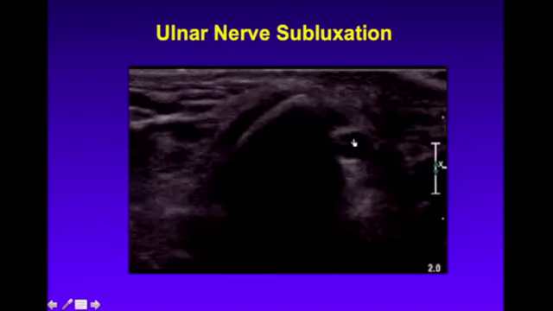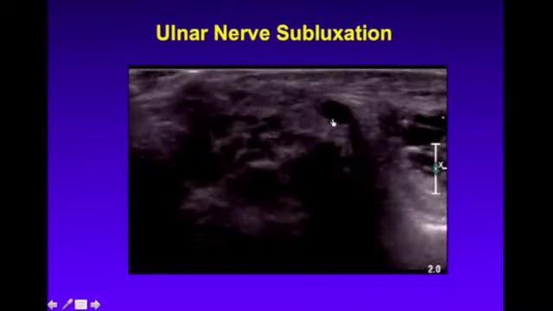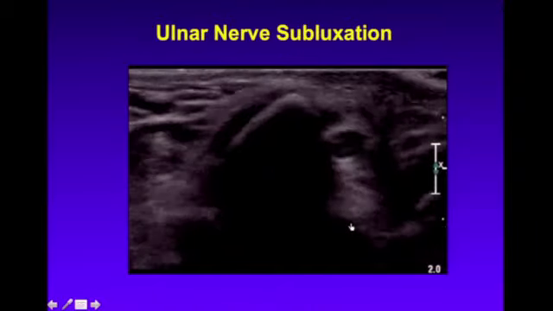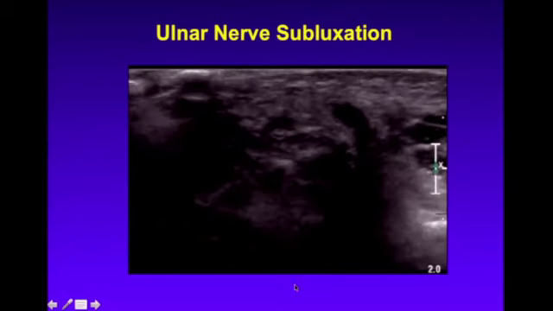So here is the ulnar nerve, and there's the medial epicondyle. We'll put the video in place. Here's the nerve coming up and over the medial epicondyle. And so that shows you, and I'll play it again, shows you what we call ulnar nerve subluxation.